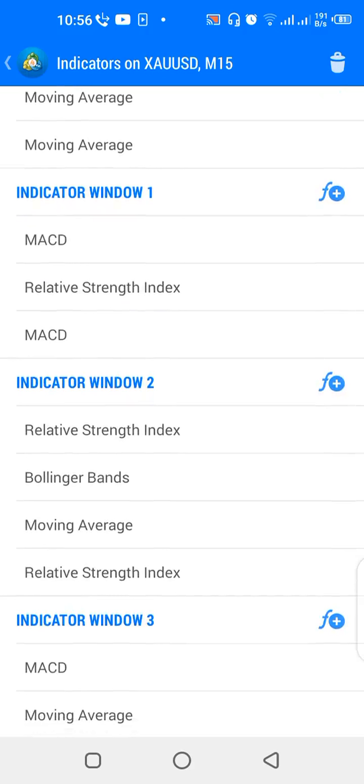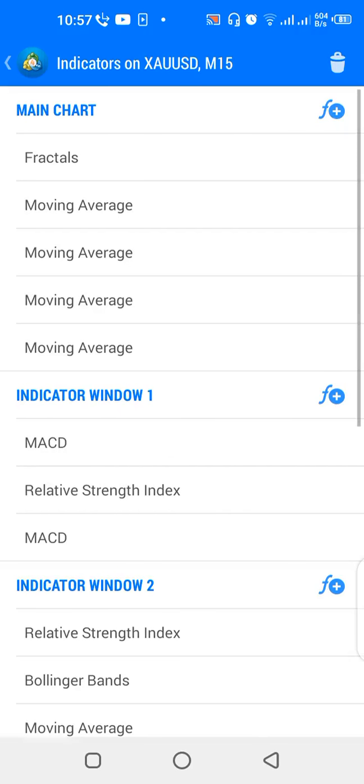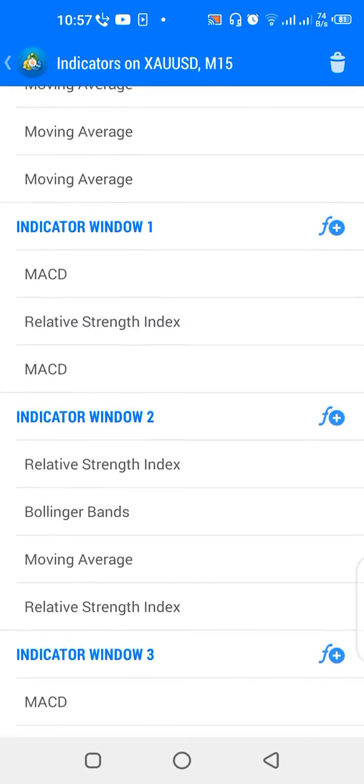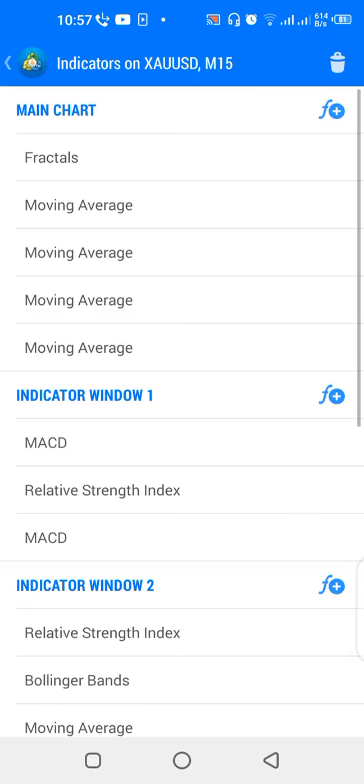For indicator window 2, we have relative strength index. Period is 4. Apply to close. Color will match the background color of your chart. Then we have Bollinger Bands. Period is 64. Deviation is 1.119. Shift is 0. Apply to first indicator's data. Color is black.